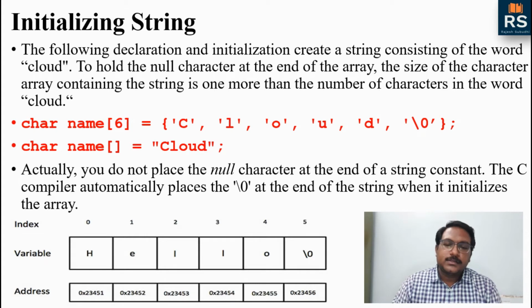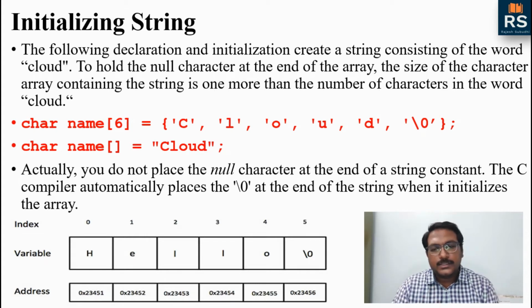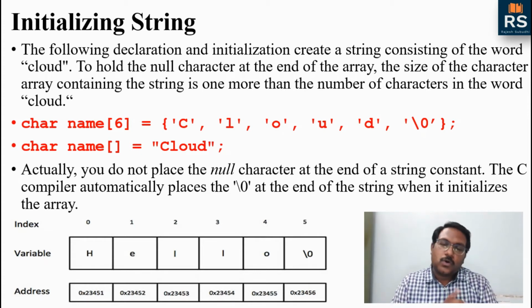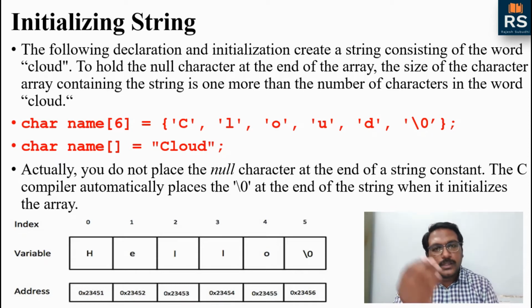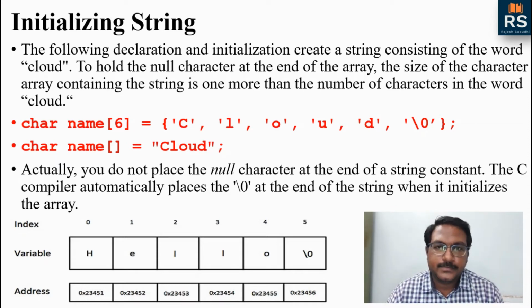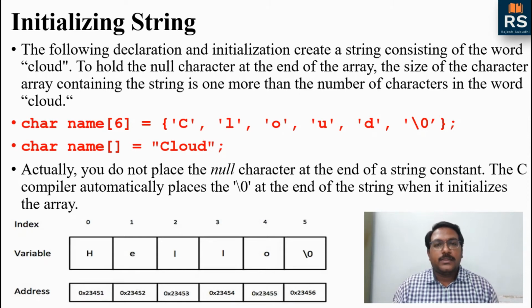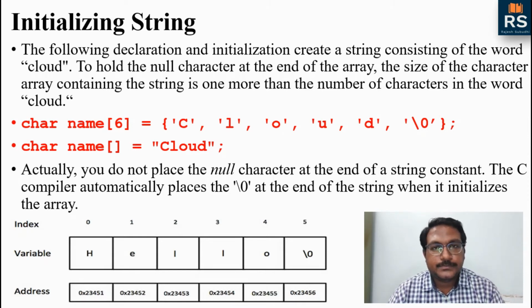Similarly, if you don't want to specify any size of the array, just write char name, give two square brackets, equal to, and within double quotes write your whole word. Automatically, at the end of the array, the compiler will put a null character if you give the whole thing within the double quotes.